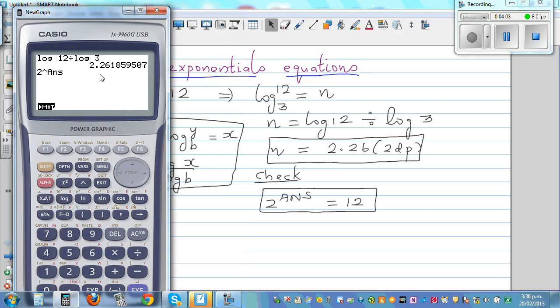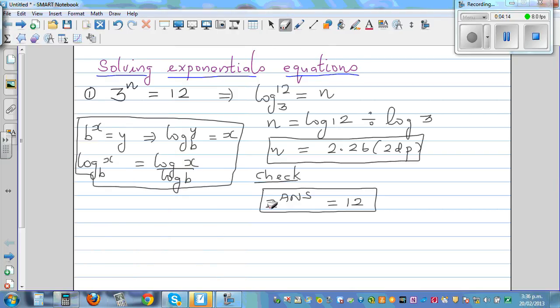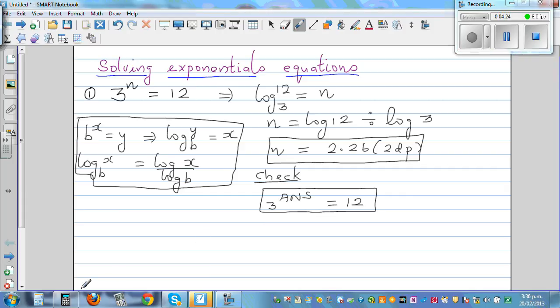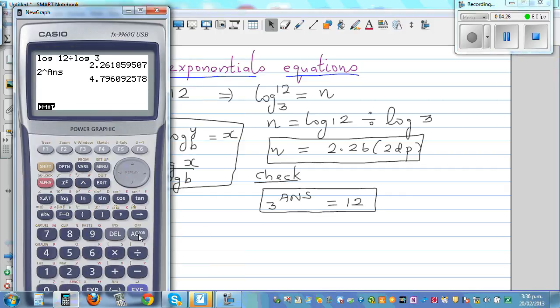The answer is this number, the whole number, is equal to 2 raised to, oh, it is 3 raised to, sorry. It's good to always check. It was not working. So this is not 2, because it's 3 raised to n, not 2. So this should be 3 raised to answer. I should do it again because the calculator has forgotten the answer now. Log 12 divided by log 3 is 2.26, and then I go 3 raised to answer.